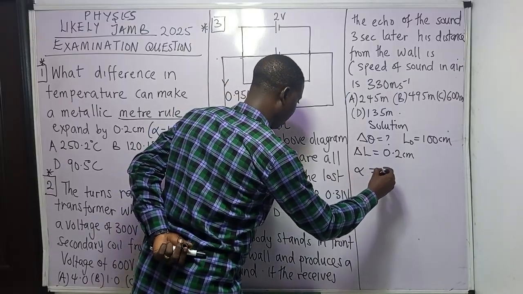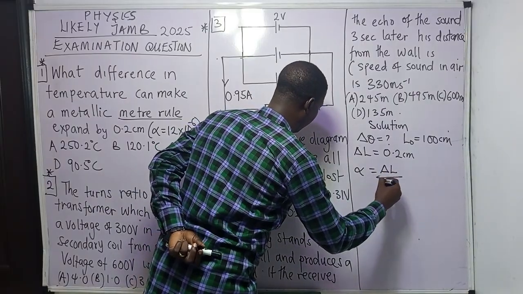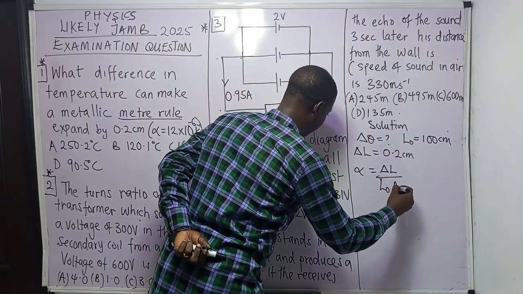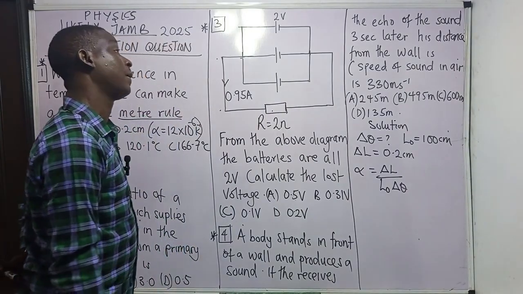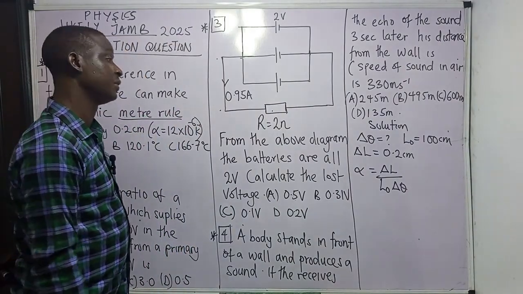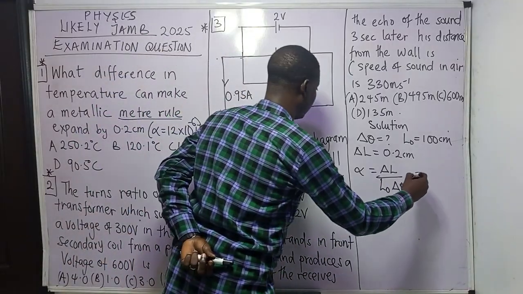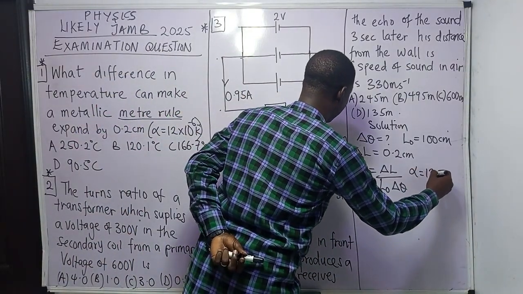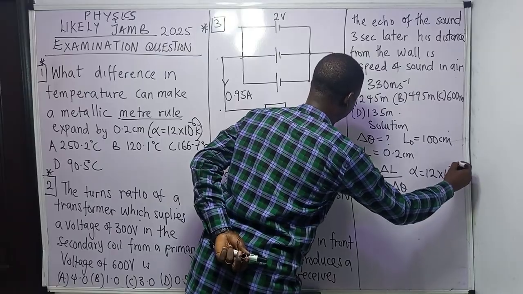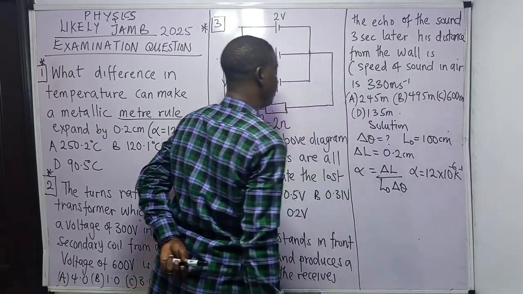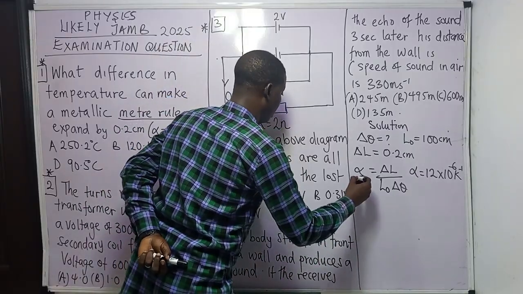So after knowing this, you can keep solving with me. As you have, change in L over original length times change in temperature. That is the formula I want to apply for linear expansivity. Don't forget alpha is given, which is linear expansivity, is 12 times 10 raised to the power minus 6 per Kelvin.